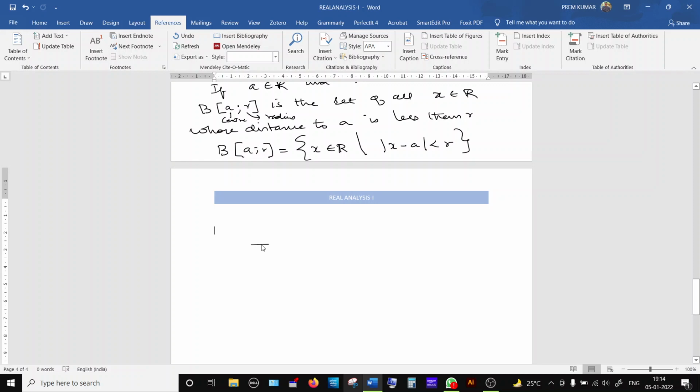For example, this is the real line, from minus infinity to plus infinity, the set of all real numbers R, and suppose this is A. What is this B of A semicolon R? The center is this, so this is nothing but the set of all elements whose distance from A is less than R. Suppose this point is A plus R, and this is A minus R.